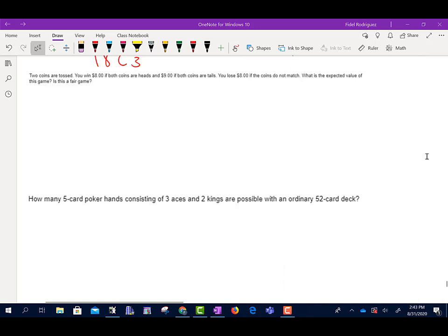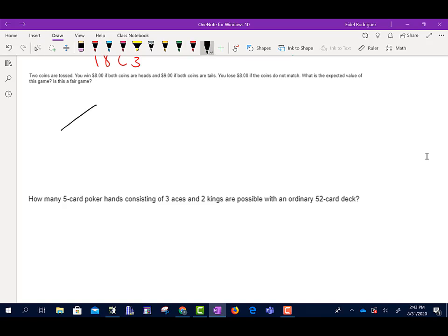Okay, so it says 2 coins are tossed. You win $8 if both coins are heads, and $9 if both coins are tails. It says you lose $8 if the coins do not match. What is the expected value of the game? And then it says, is this a fair game? So we'll talk about fair games in a minute, okay?